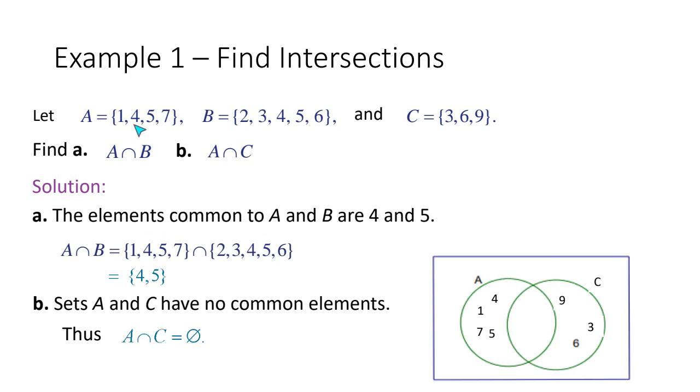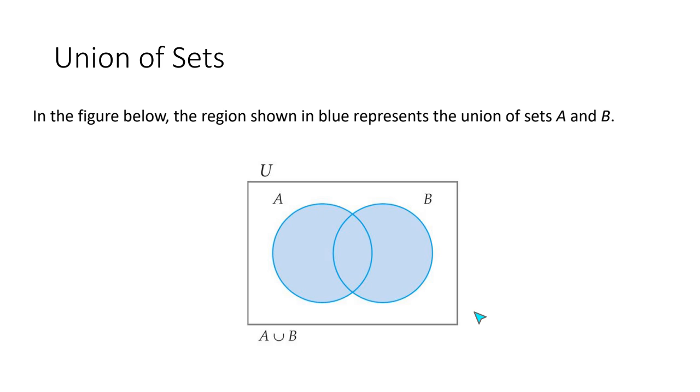The second one, if we look at A and C, we can see that there's nothing in common, and so your intersection is the empty set. If we look at the Venn diagram, there's nothing in the overlapping part of the circles. Now the union of two sets is everything that is in A and everything that is in B. That can be represented by the shaded part, which is shading both circles in the Venn diagram.